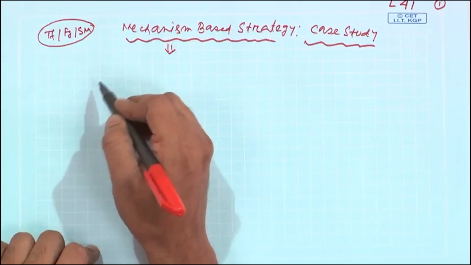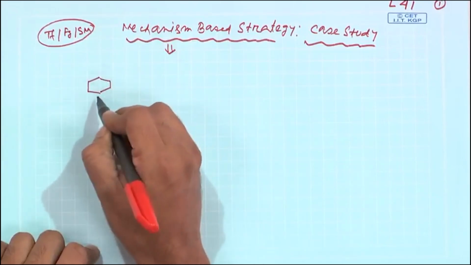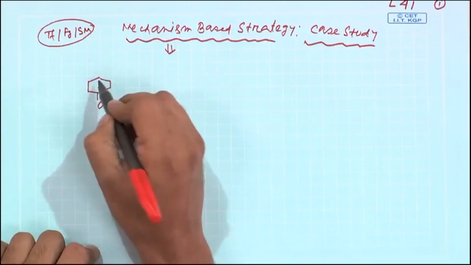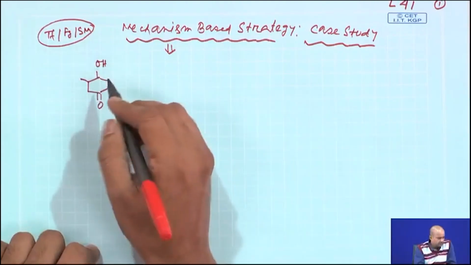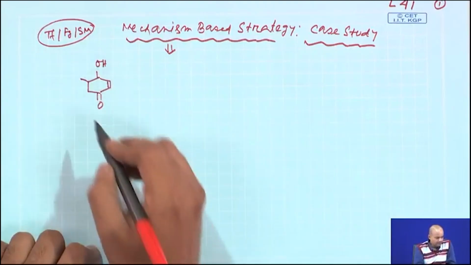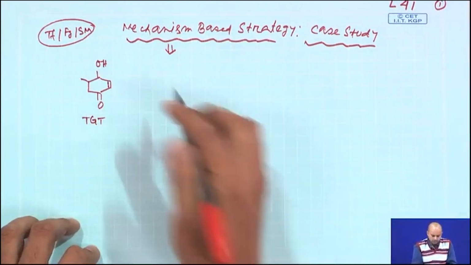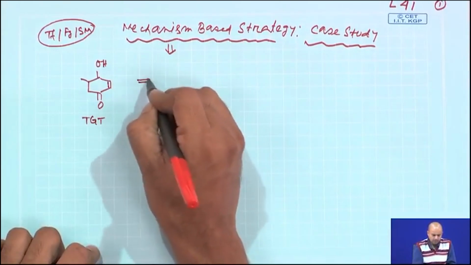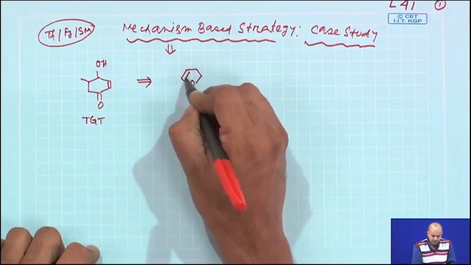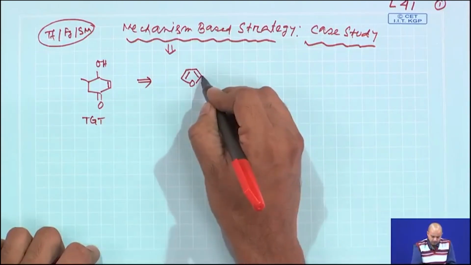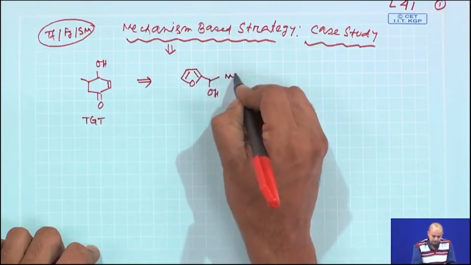Now, initially I will give you a target molecule. The target molecule structure I am first drawing, and then find, this was the target molecule which is required. Now, the starting material I am giving to you. The starting material is basically a furyl carbinol system. This is the starting material.